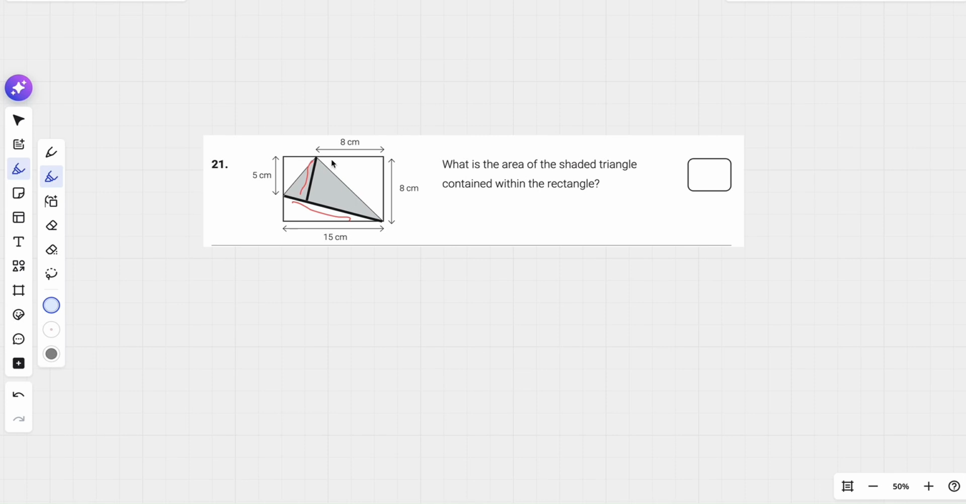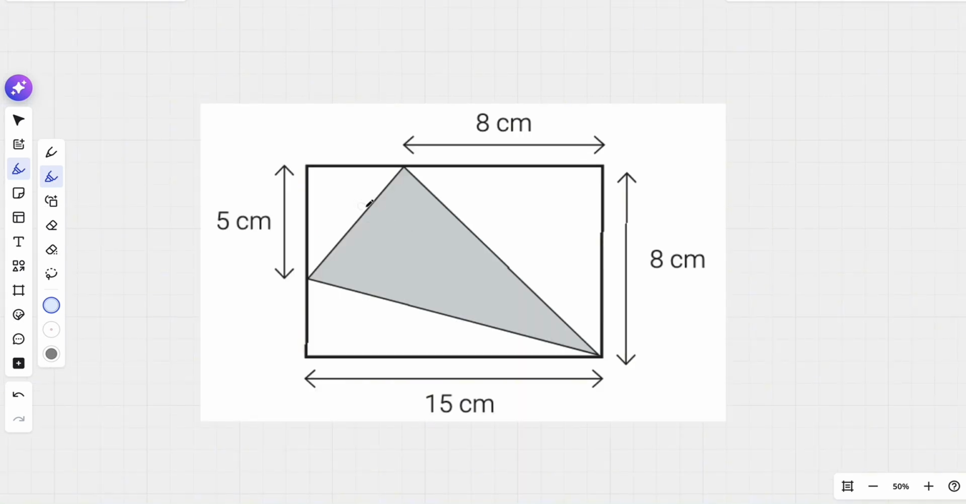So first of all, you need to work out the area of these three outside triangles that I have shaded in blue. Then we can take away that area from the total area of the rectangle. So now we just have to find the area of these three triangles on the outside.